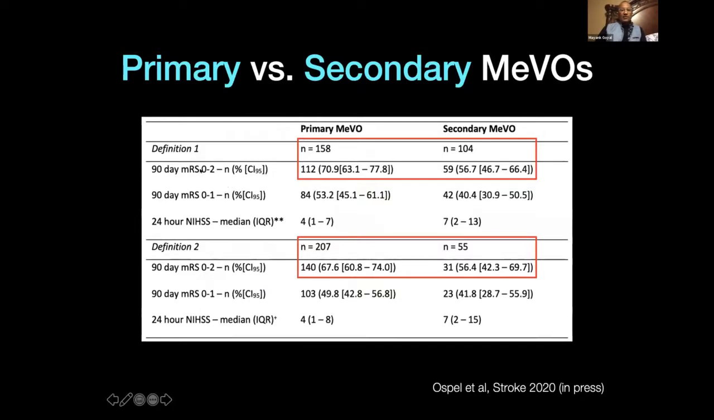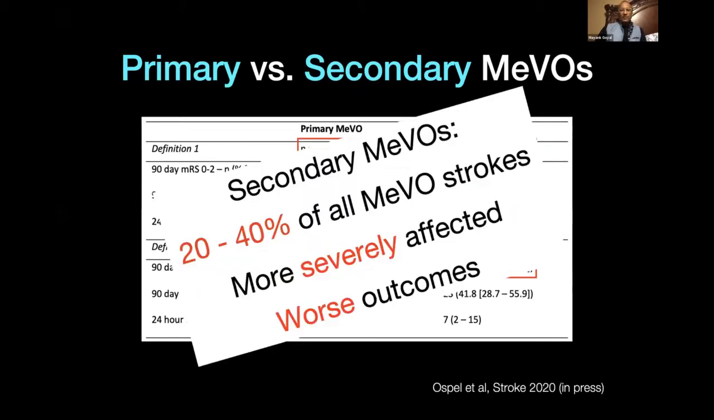So in this case, for mRS 0-2 in our data set, for primary MeVO, the good outcome rate was 71%, while in secondary MeVO, it was 56%. And this is not a surprise. This is intuitive. This makes biological sense. There is an infarct which is not in the territory of the MeVO. So it is expected that either there's a shower of emboli or there was a more proximal occlusion. So essentially, that is a way to think about it.